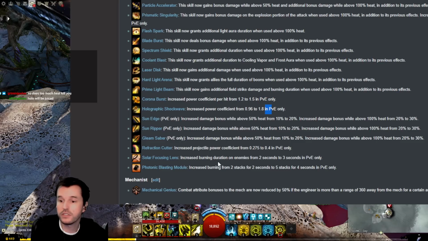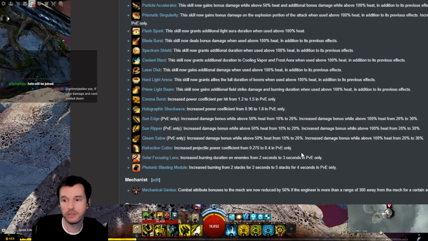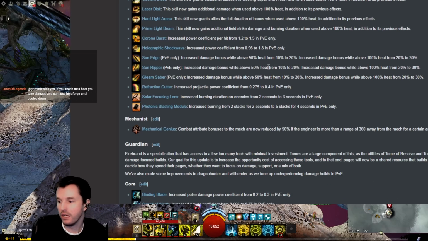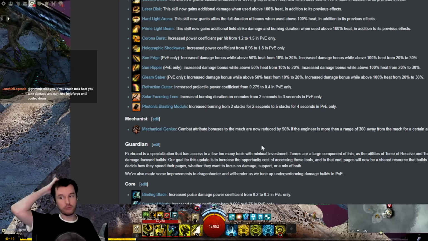Solar Focusing Lens increase the burning duration on enemies from 2 seconds to 3. Photonic Blasting Module increase burning from 2 stacks for 2 seconds to 5 stacks for 4 seconds, PvE only. It's also worth noting that they were specifically trying to buff both power and condition damage Hollowsmith in PvE, so you will see stuff that are nods to both of those. Mechanus, Mechanical Genius. Combat attribute bonuses to the mech are reduced by 50% if the engineer is more than a range of 360 away from the mech for a certain amount of time.